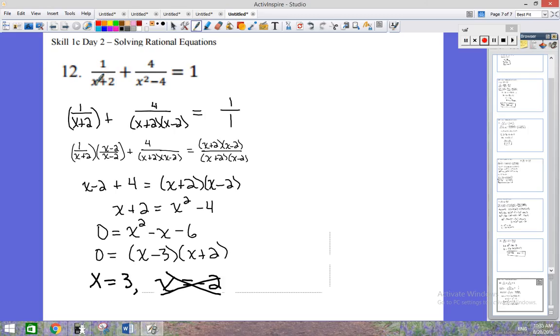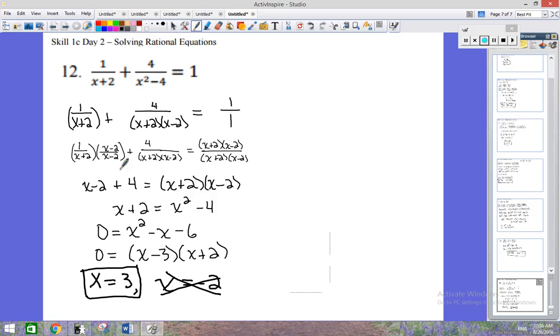But negative 2 I can immediately cross out. Look right here: negative 2 and positive 2 give me a 0 in the denominator. That means this negative 2 is extraneous. It satisfied this equation, but not our original. So let's check x equals 3. 3 plus 2 is 5. 3 squared is 9, and 9 minus 4 is 5. Together, that's the number 1. Hey, on the right-hand side, it says that it equals 1. So x equals 3 checked.